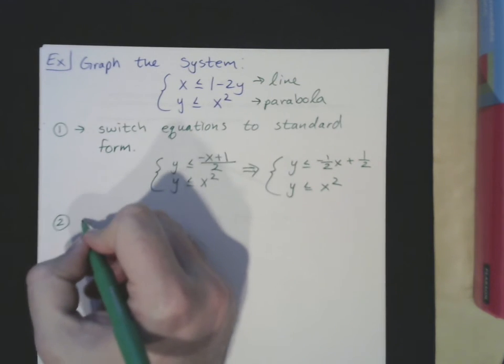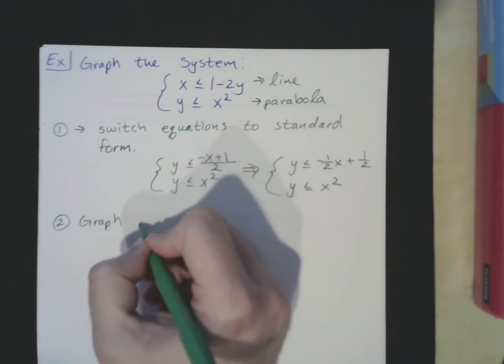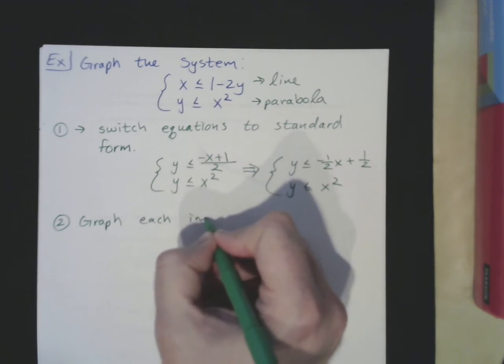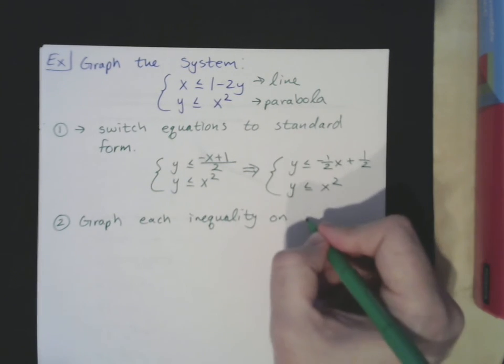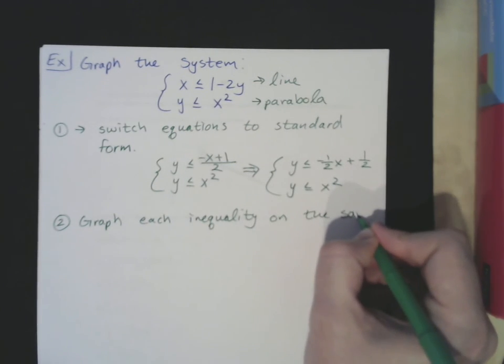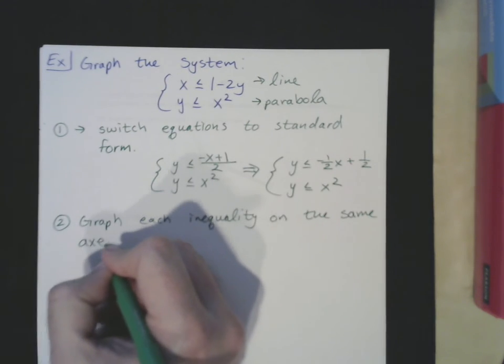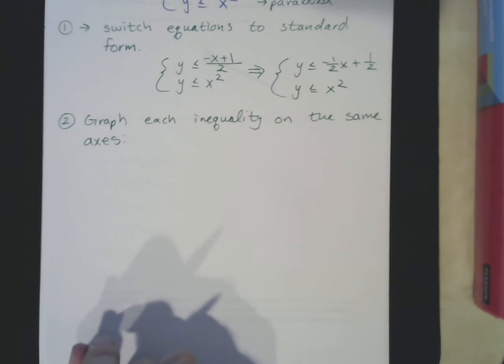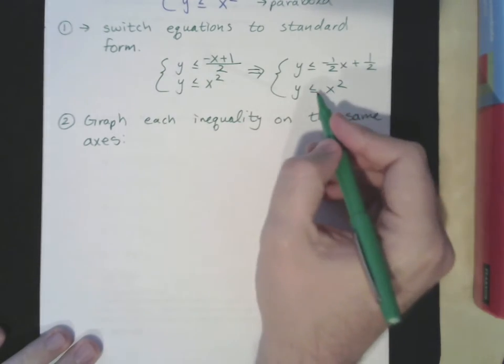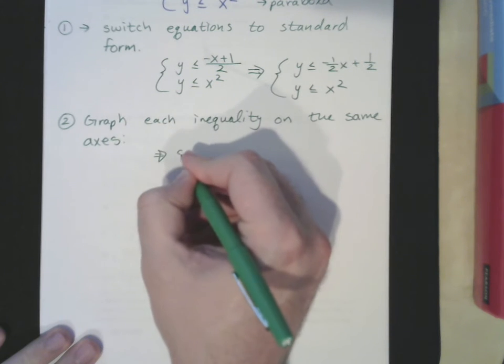So then you graph each inequality separately, but on the same axes. So that's going through what we just did, graphing the associated equation, and then graphing the solution region by shading inside or outside, or for lines, we still do above and below. So for this problem, they're both less than or equal to, so both are going to have solid lines.